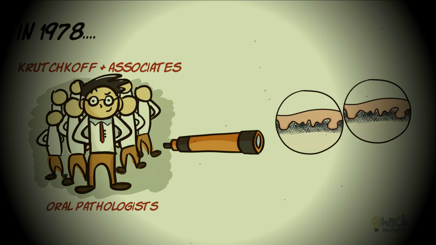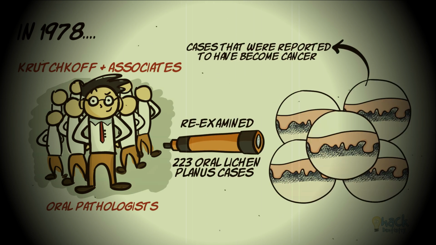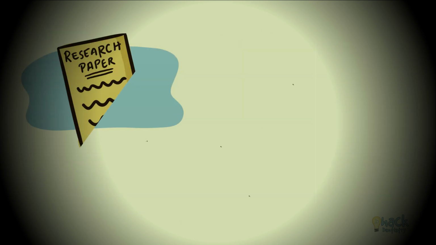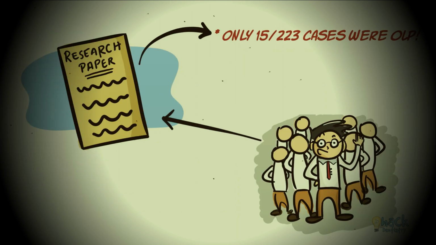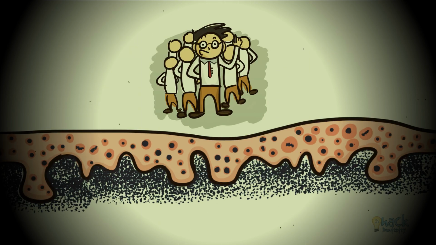In 1978, Krutchkoff and associates re-examined 223 cases of oral lichen planus that were reported to have become malignant. However, they reported that only 15 cases were truly oral lichen planus, and the rest of the lesions only mimicked oral lichen planus. They called these lesions lichenoid dysplasia.